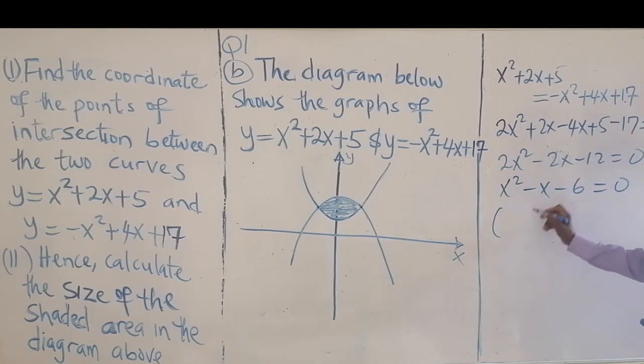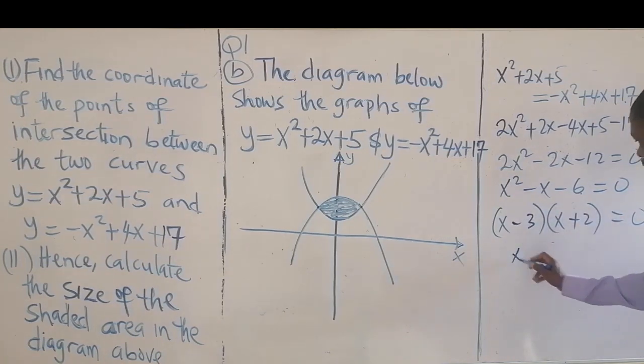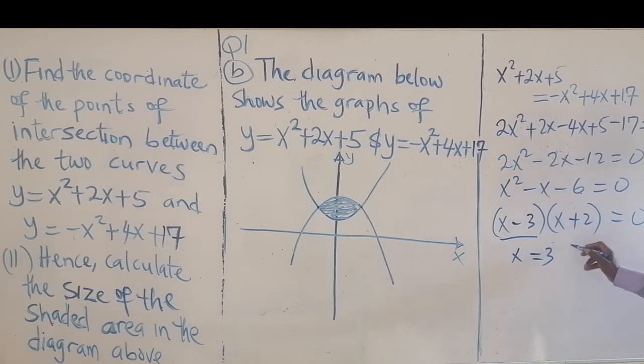Then we can begin to factorize this quadratic expression. Factors of 6 are 3 and 2. So how can you use 3 and 2 to get minus 1? That's very simple: minus 3 plus 2. Okay, so x minus 3 times x plus 2 is equal to 0. That will give us x is equal to 3, or x is equal to minus 2. Since we are looking for the point of intersection, we need to get the y also.